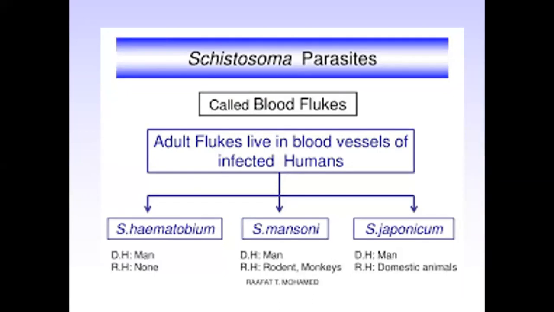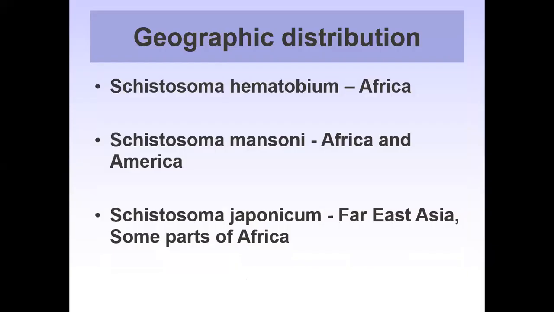Definitive host in all three is man, whereas the reservoir host is present in Mansoni and Japonicum, whereas in Schistosoma Haematobium, there is no reservoir host. In Mansoni, it is the rodents and the monkeys, whereas in case of Japonicum, it is the domestic animals. Geographically, Haematobium is found in Africa, Mansoni in Africa and America, Japonicum in Far East Asia and some parts of Africa.